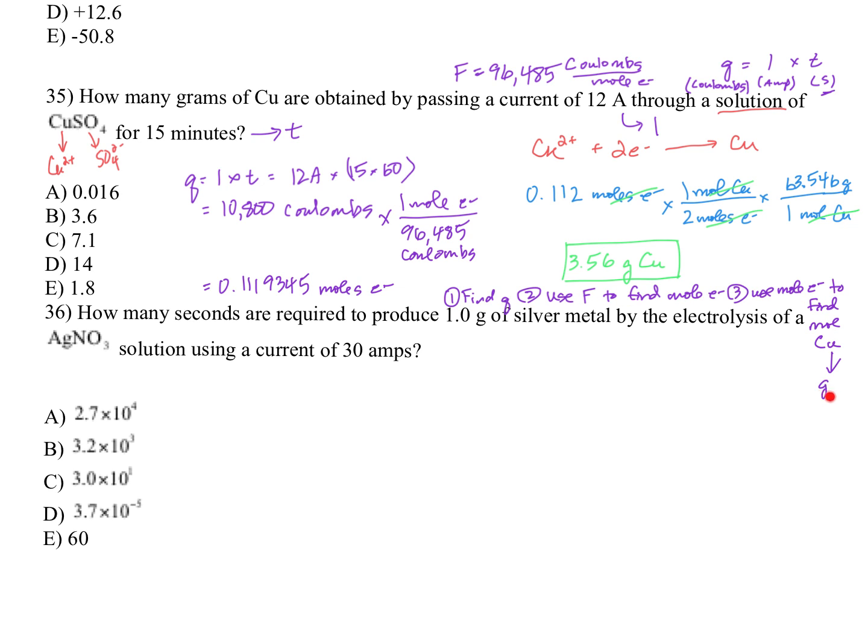You're going to take your grams of silver metal, turn those into moles of silver metal, use that to find moles of electrons, then use F to convert the moles of electrons into Q, which is coulombs, and then you'll have Q, and you're given I, which is the current in amps, and then you use those together to find T, which would be in seconds. So see if you can do that one backwards.